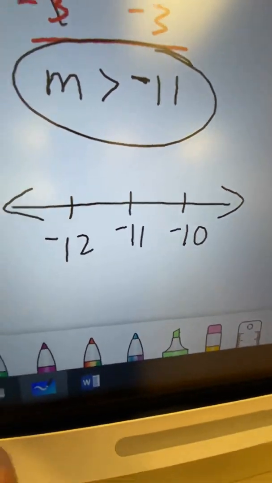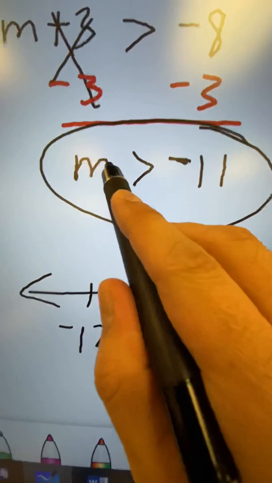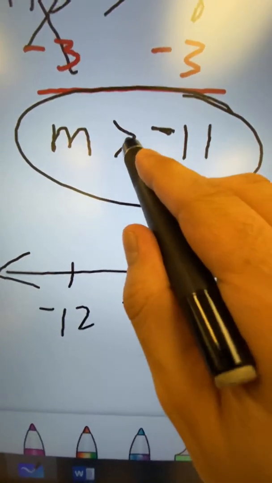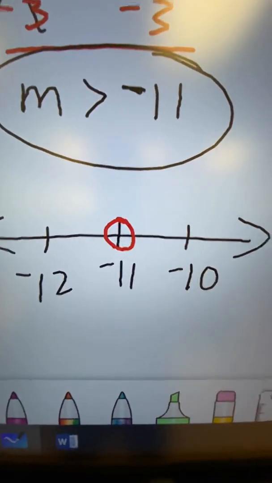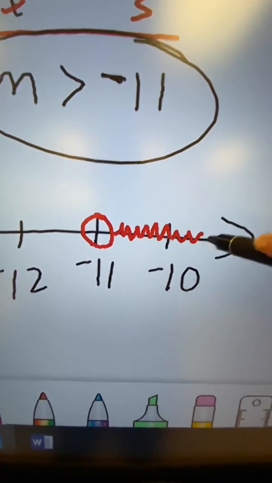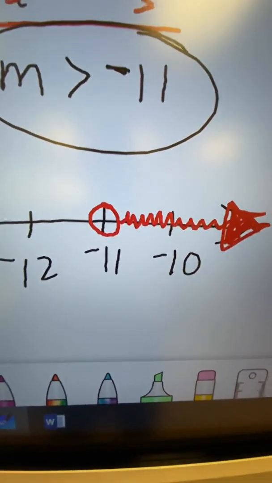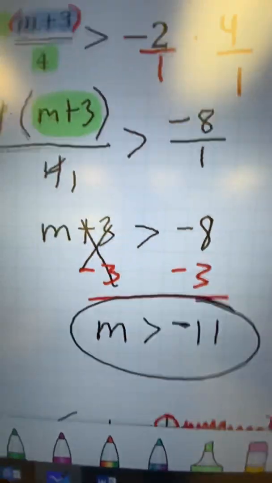Now for this, we want solutions that are bigger than that. So we're not including it. And then numbers bigger than -11 always go to the right on the number line to get bigger. So I would just shade this side. And that lets me know that any numbers that I pick on this side of the inequality sign will be solutions to this up here.